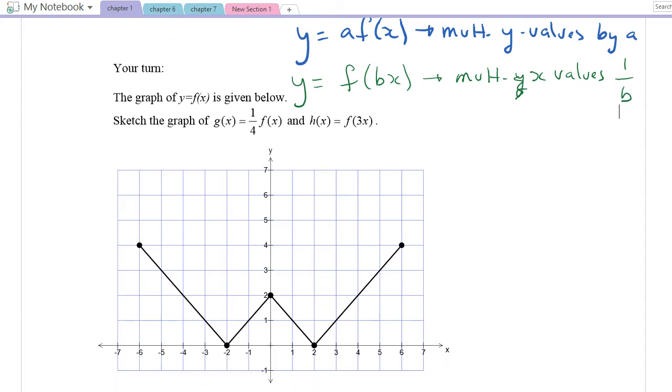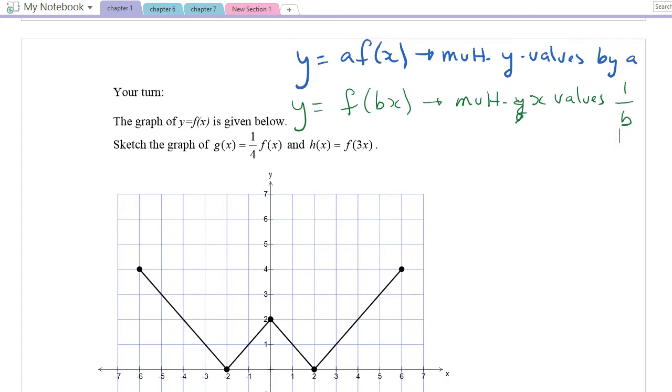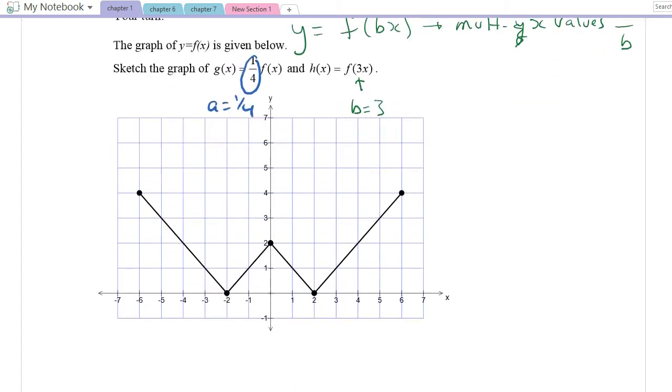So it seems to me that in this case we have a b of 3, and in this one it looks like we have an a equals 1/4. So there is f of x, and I want you to sketch g of x and h of x. I'll pause for a few seconds. I want you to hit pause on the video, try those two out, and then see how you did.